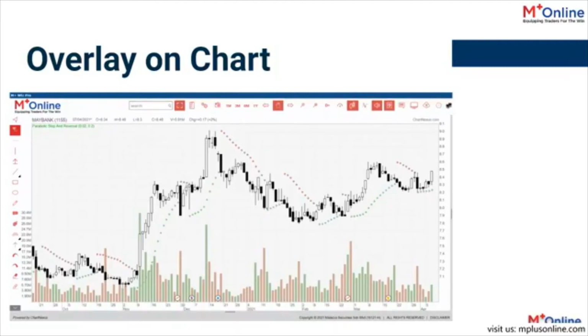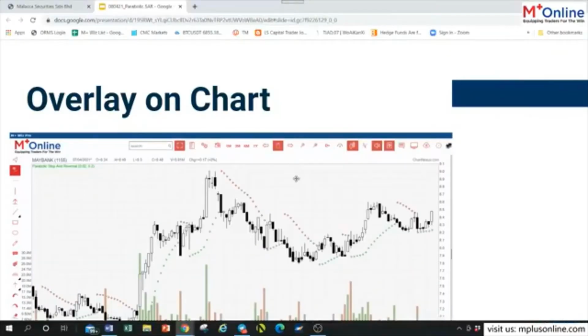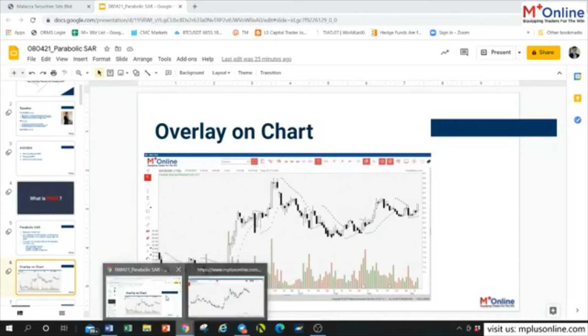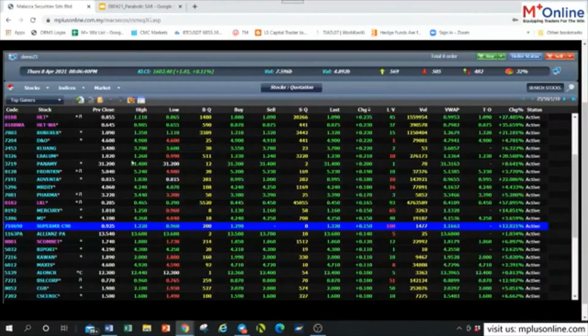How do you pull out Parabolic SAR on your charts? A very simple way. What you need to do is, first, just launch our platform.